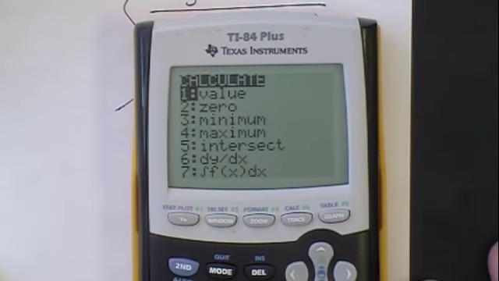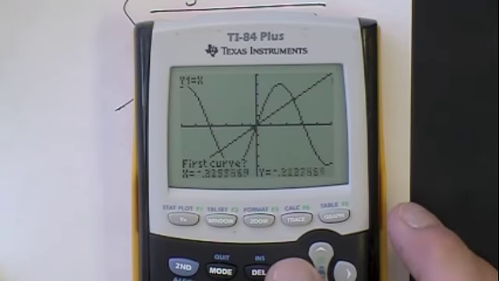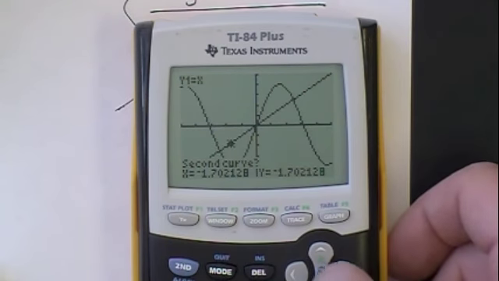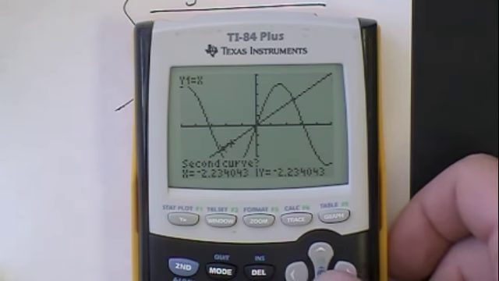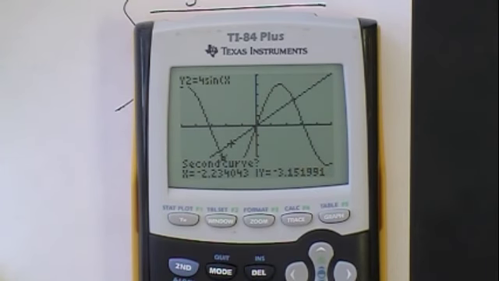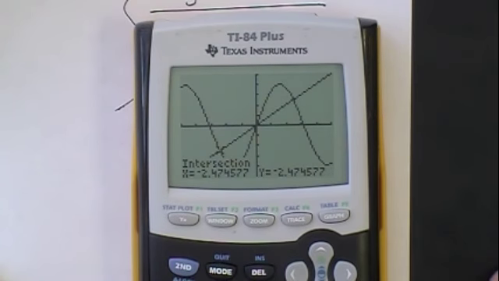So again, if we go to calculate, and I'm going to hit 5, so that's the intersection. So the first curve that I'm choosing, I'm going to pick our line y equals x. And then the second one, I'm going to scoot down there to the y equals 4 times the sine of x. And now it's going to guess for the two of those. I hit enter, and it's going to my point there where, again, x is equal to -2.47, just as we had before.